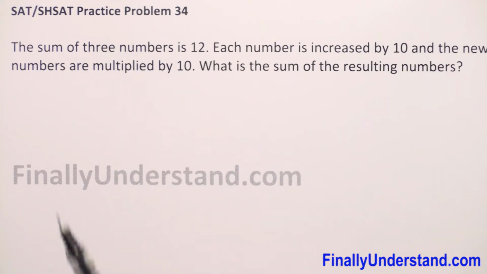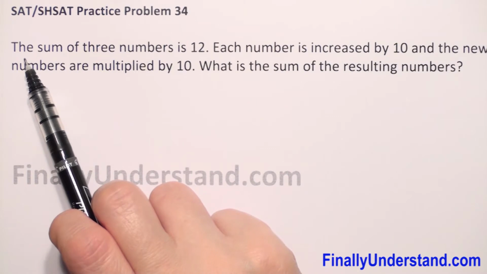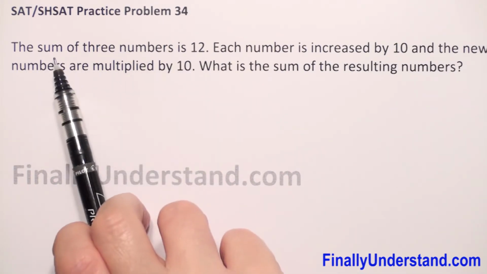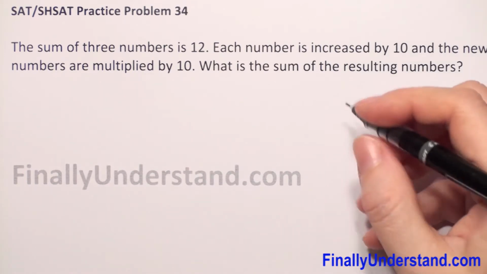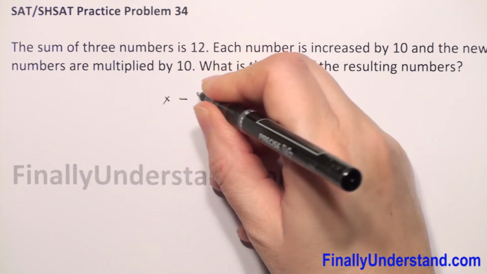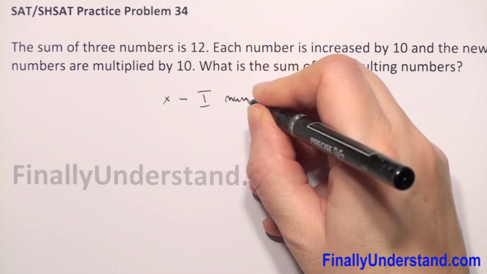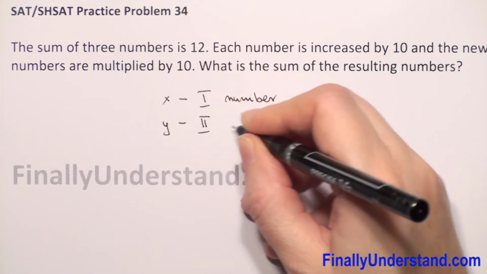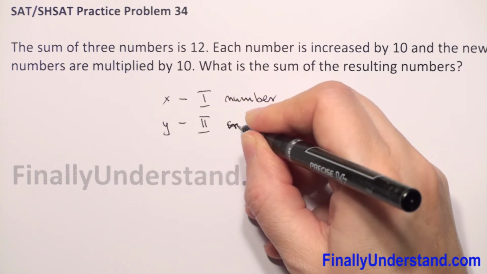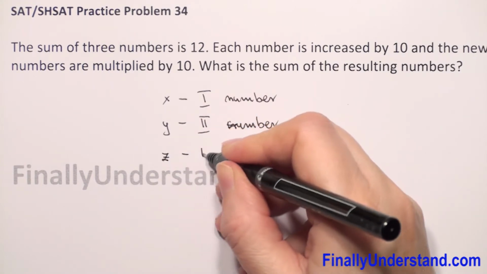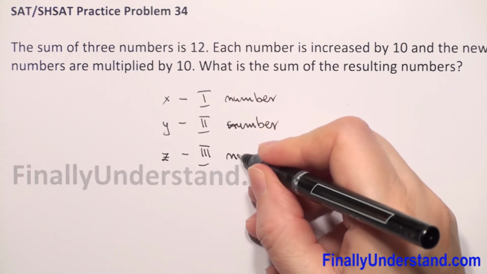So first, what do we have? We have to read the first sentence. The sum of three numbers is 12. So we have three numbers. Let's choose that the first number is x. First number. Y will be the second number. And z will be the third number.